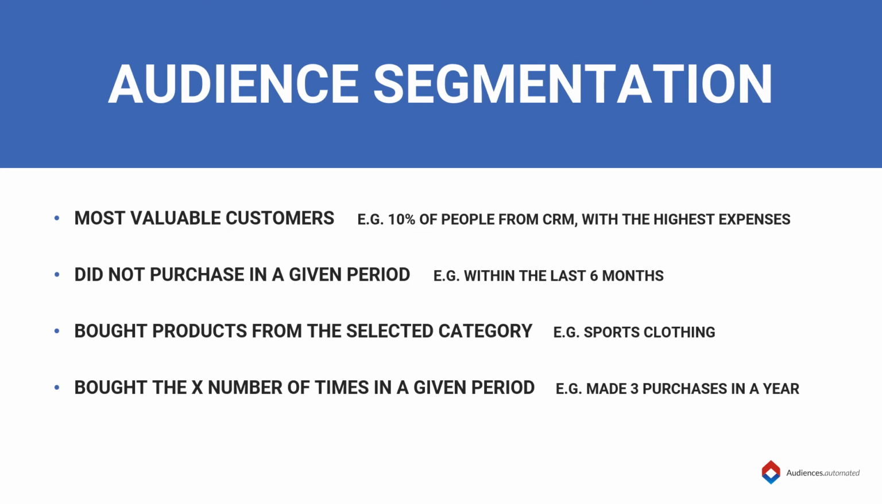First of all, Audiences.automated gives the possibility of almost unlimited segmentation of recipients. Thanks to our tool, you can prepare separate campaigns for the most valuable customers, stimulate those who have not bought anything for a long time, or tailor the message to a specific situation. For example, promote products from a select category to those customers who were previously more interested in it.